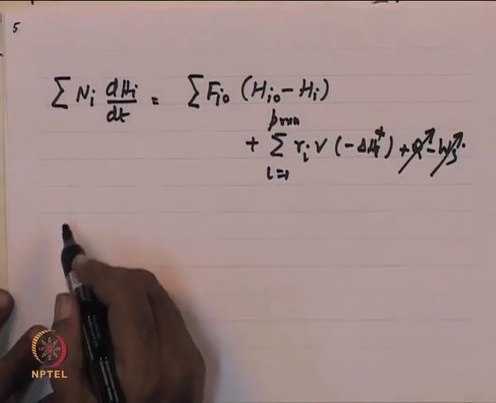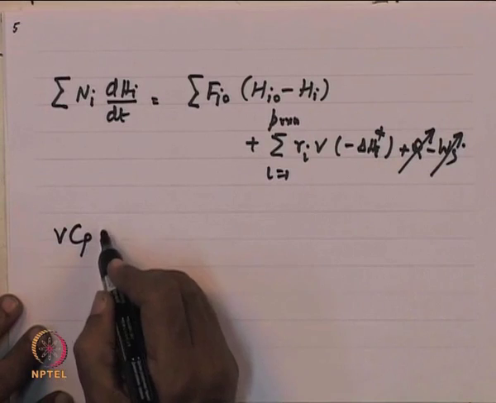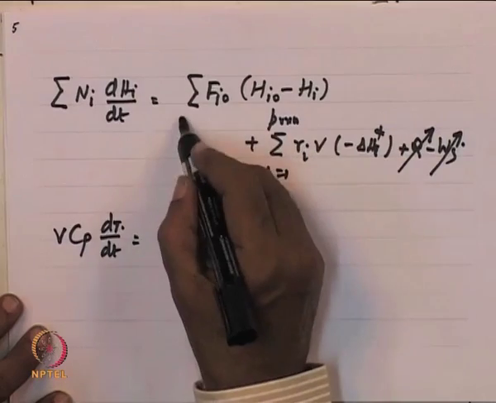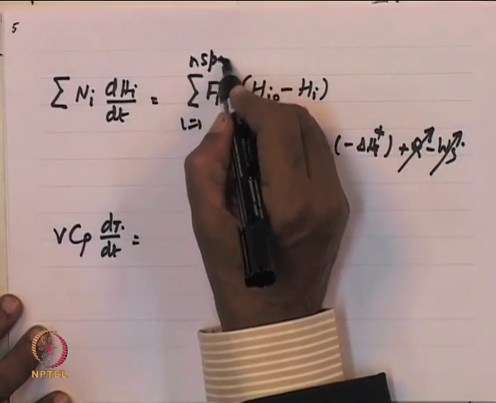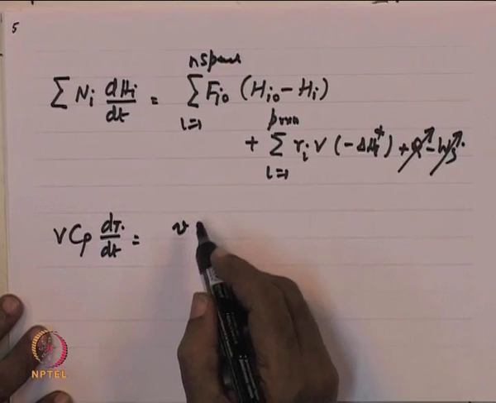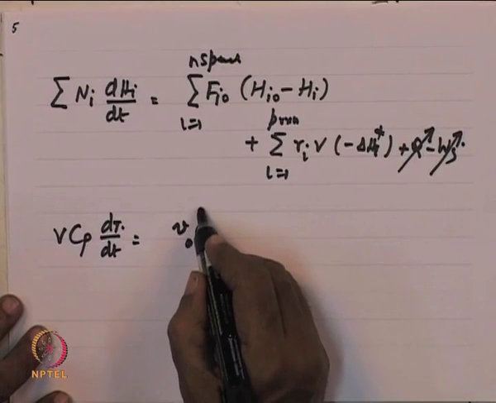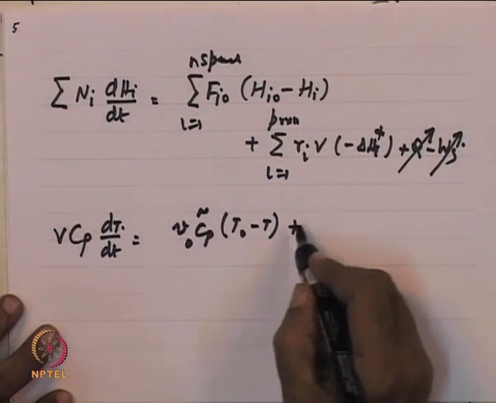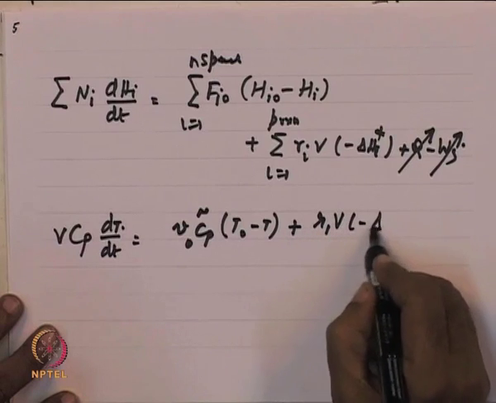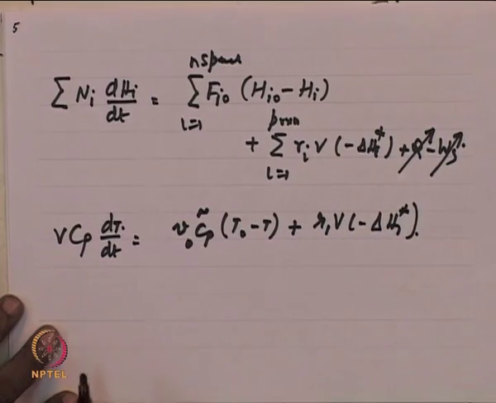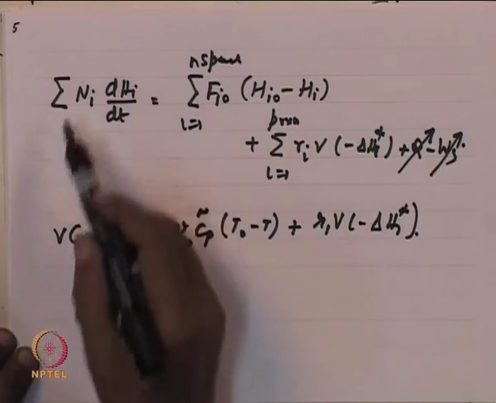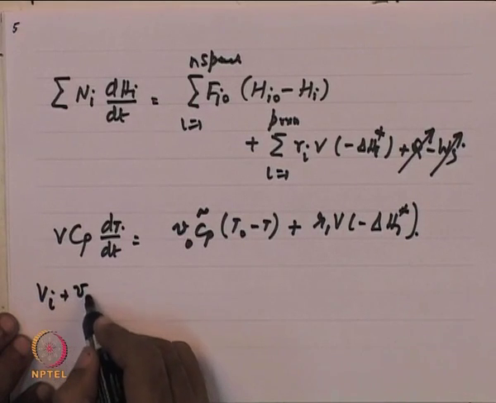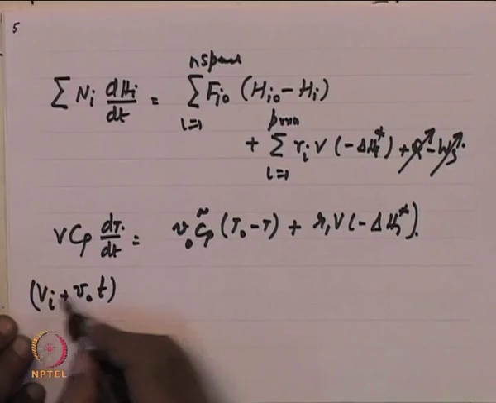Now, what is Ni? Adiabatic operation, therefore, this is not there. So, the left hand side is written as V times Cp, volumetric specific heat, dT by dt, and then this term, i equal to 1 to n species. I write as V naught times Cp, some other volumetric specific heat, times T naught minus T, and this term, the reaction, I write as R1V times minus delta H1 star. Is this clear? So, notice that the volume V is actually V I plus V naught times t.